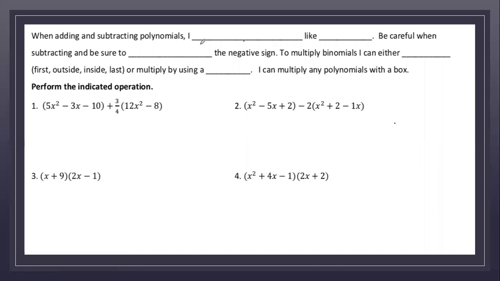Okay, so on the first part of the fill in the blank notes, when adding and subtracting polynomials, I combine like terms. Be careful when subtracting and be sure to distribute the negative sign. To multiply binomials, I can either FOIL, first outside, inside, last, or multiply using a box. I can multiply any polynomials with a box. So we're going to simplify these expressions here.